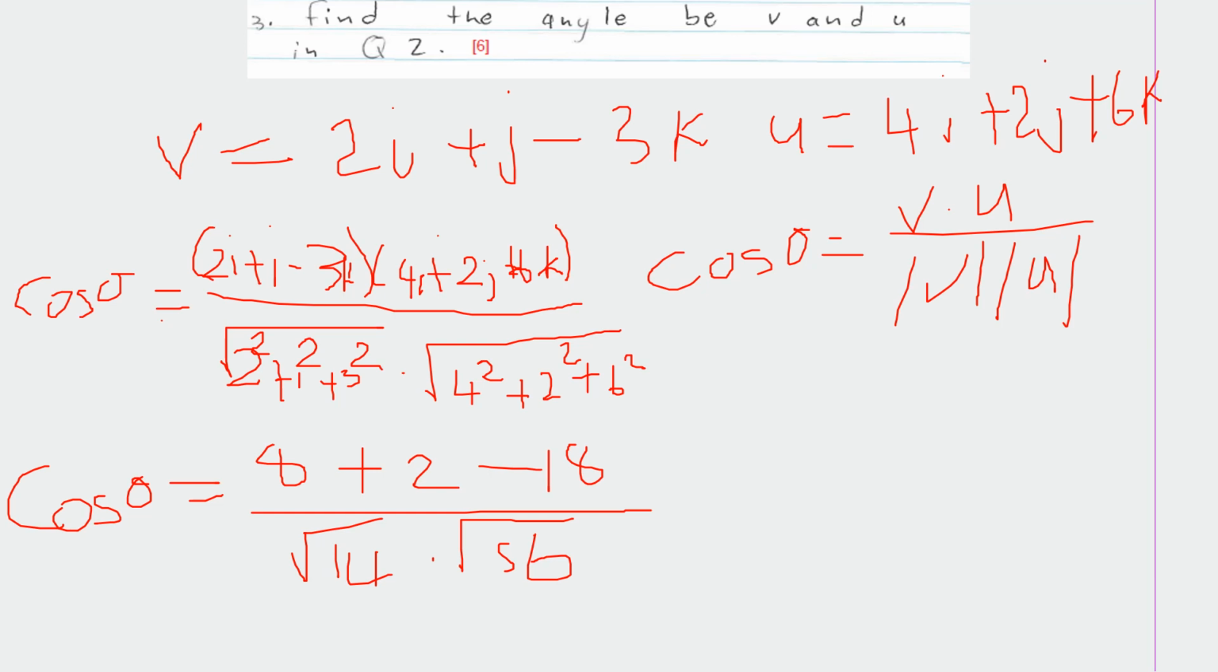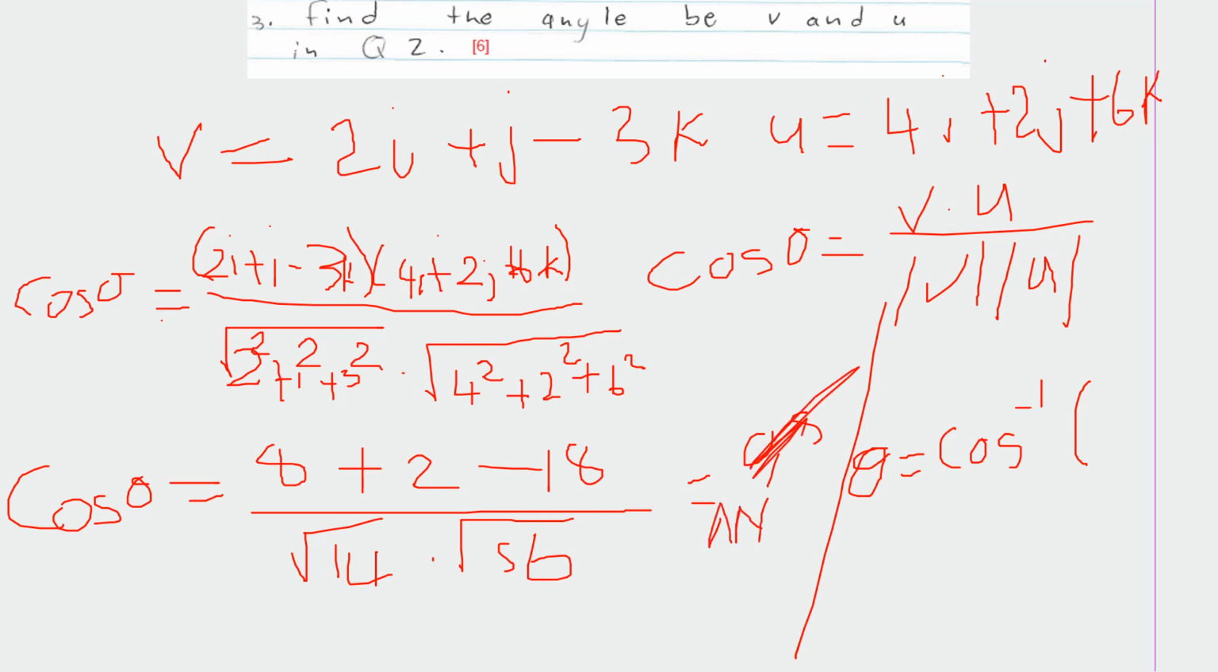Okay, so when you use the calculator, you will get the right answer. Let's say, for example, the answer is equal to 0.5. I don't know the exact answer, I'm just making an example. So for you to find the angle now, you will just say theta is equal to second function cos, and then you put in the answer, and then you will get the angle between the vectors. Okay, thank you very much. The lesson ends there.